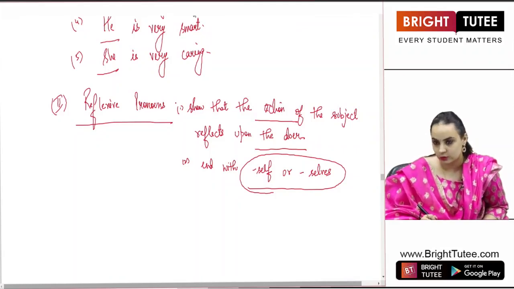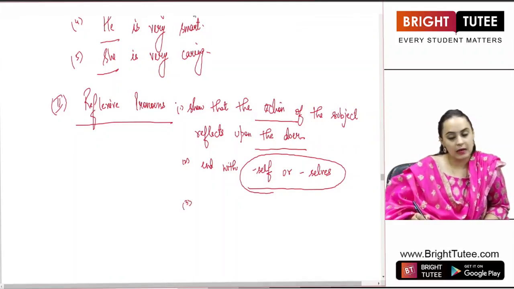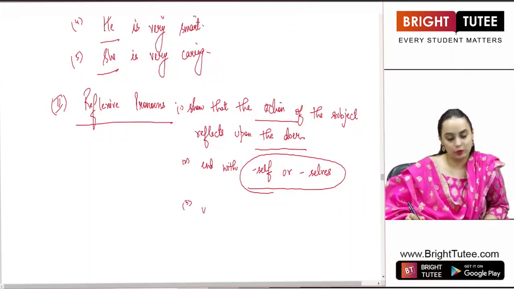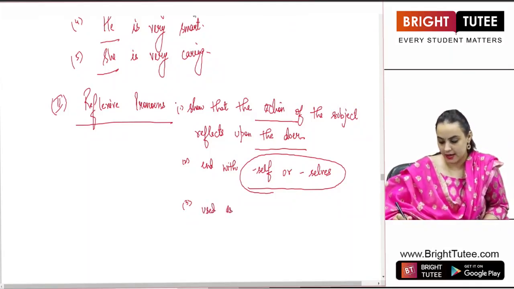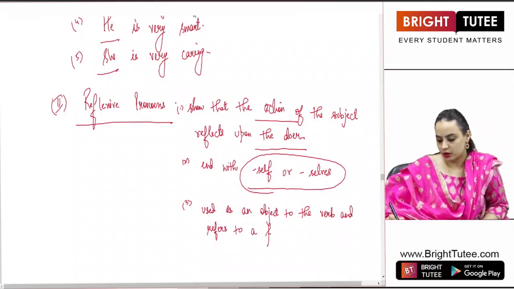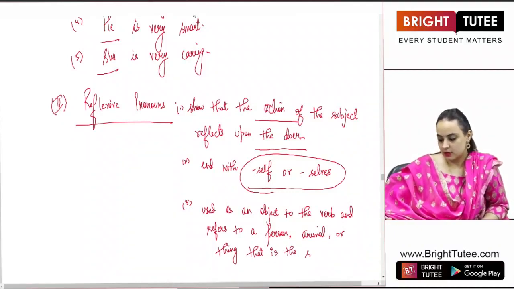So you will always have either self or selves at the end of a reflexive pronoun. Now another thing to be kept in mind, reflexive pronouns are used as an object to the verb and refer to a person, animal, or thing that is the subject of the verb.